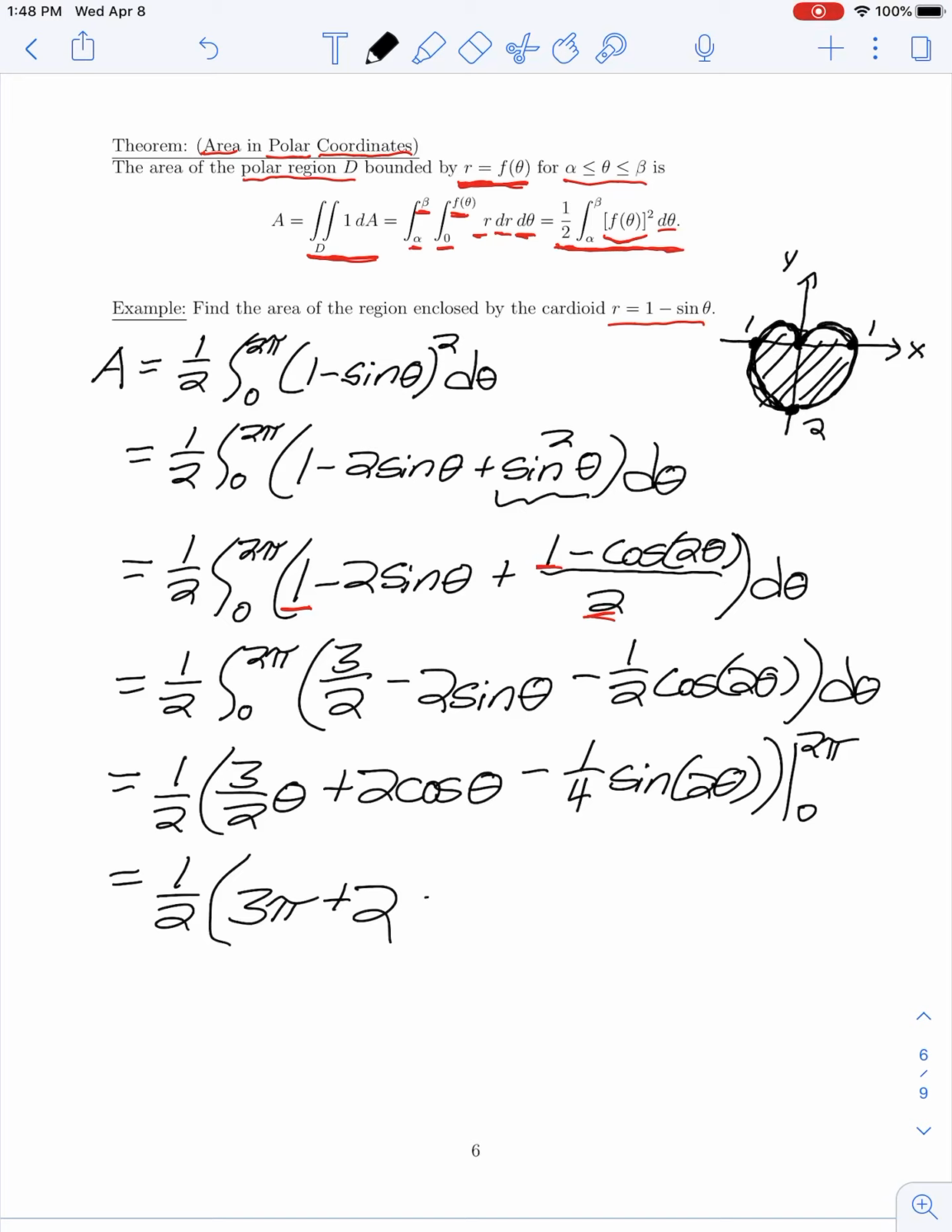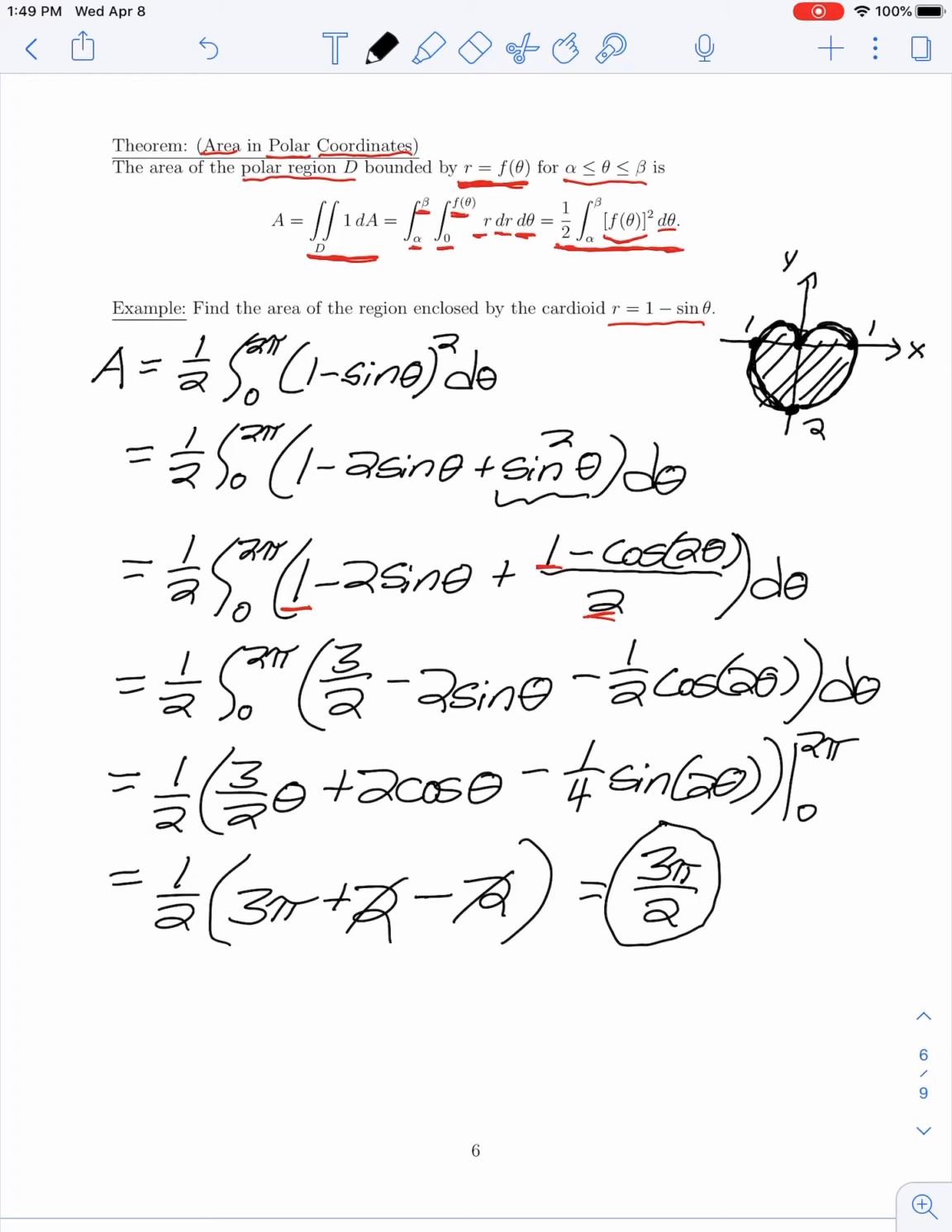And then we're subtracting what we get when we substitute 0 in for theta. So our first term, we have 3/2 times 0 plus 2 times cosine of 0, which gives us 2, and then minus 1/4 sine of 0, which is 0. So here our plus minus 2 terms cancel, and we're left with 3 pi over 2 for the area that lies inside of that cardioid shown above. So a little refresher on how to find the area bounded by some polar curve.